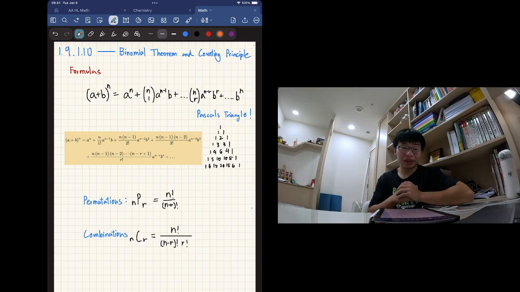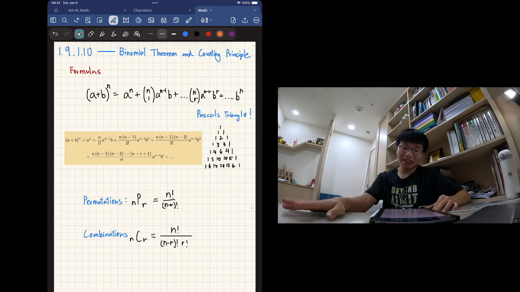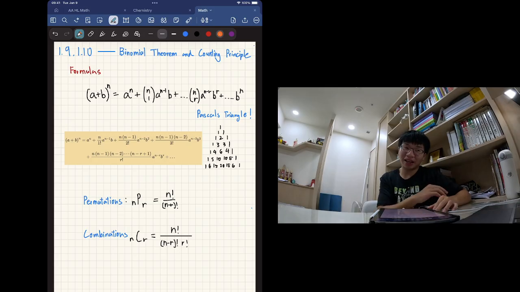But what can I do here? Binomial theorem and counting principle. This is my favorite. I think it's really fun. For the binomial theorem, you need to know 2 formulas. It's basically expanding binomials. Binomials are 2 terms added together.